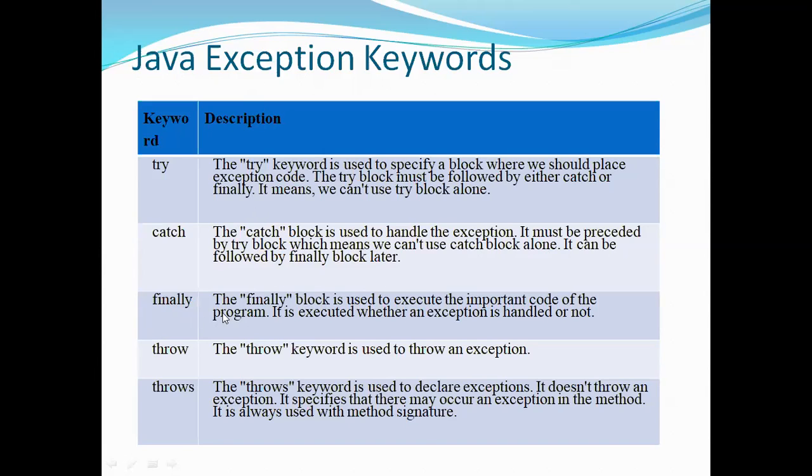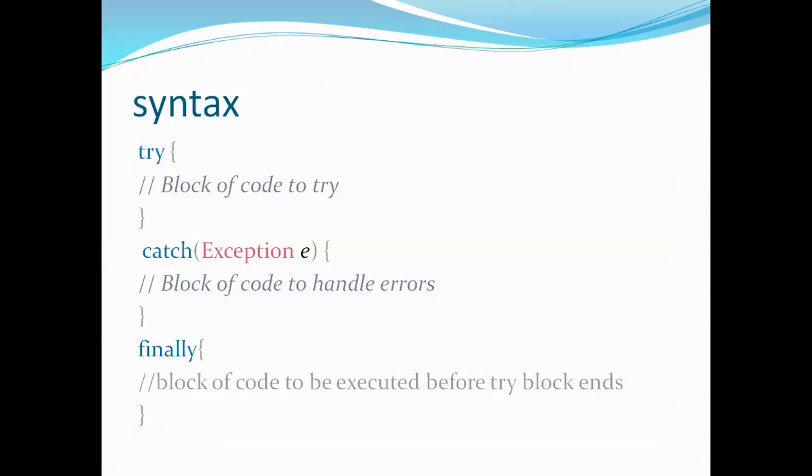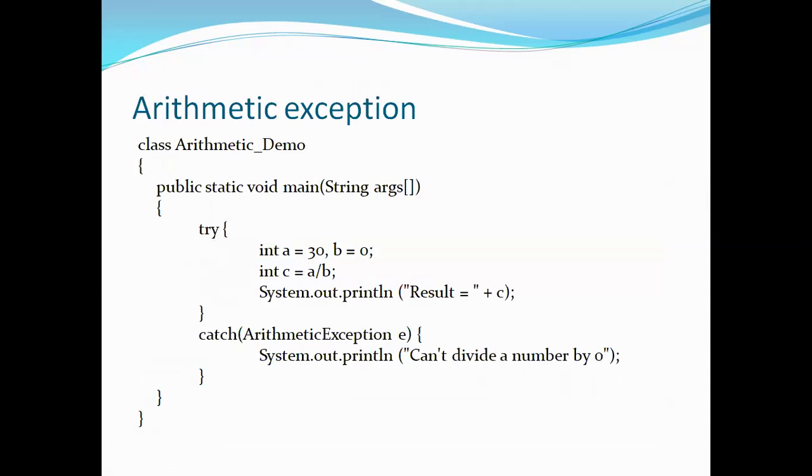And now let's see finally. The finally block is used to execute the important code of the program. It is executed whether the exception is handled or not. So this is the description of these three blocks: try, catch, and finally. So this is the syntax: try followed by catch followed by finally.